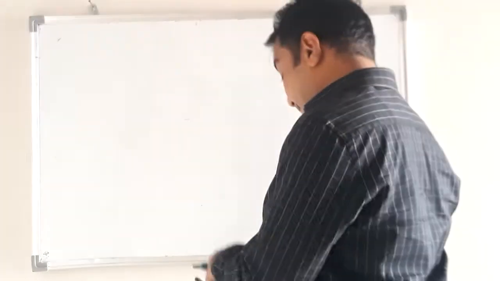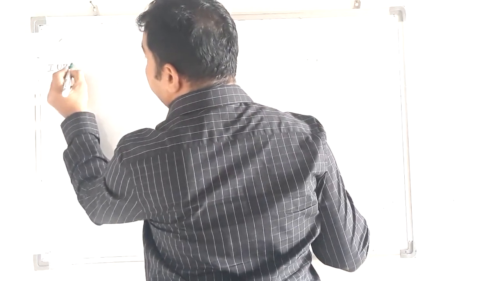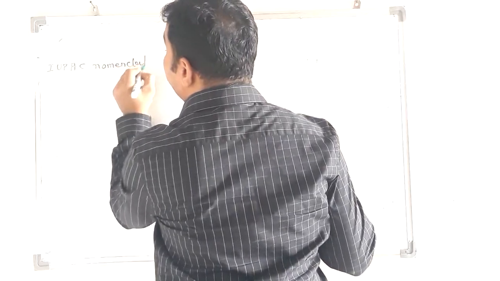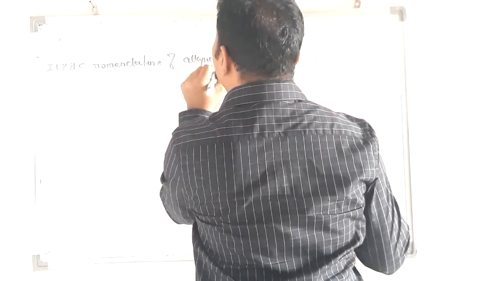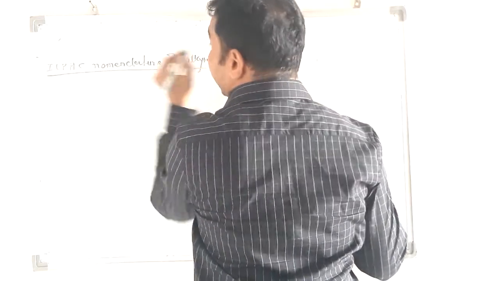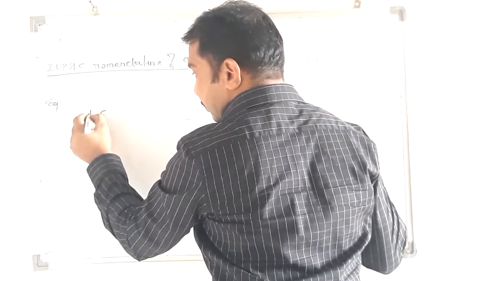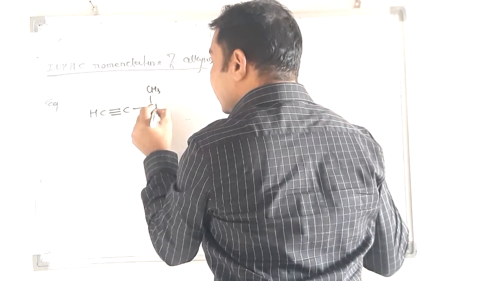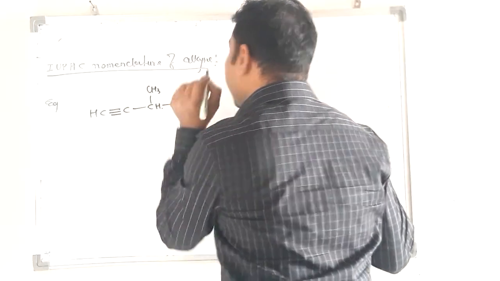IUPAC name, same nomenclature of alkyne. Same rule, for example: triple bond C, CH3, CH, CH2, CH3.